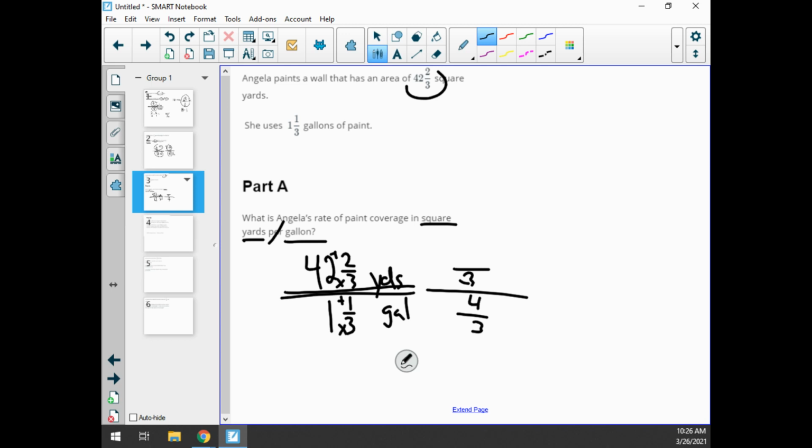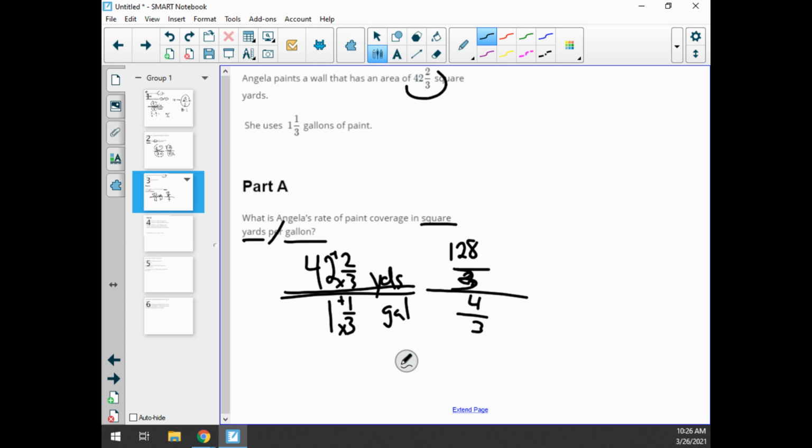And once you have your 2 fractions, you're going to do the same thing that you did before. To find a unit rate, you divide, and that means keep, change, flip. 3 times 42 is 126, 128 over 3. That looks like a 3.